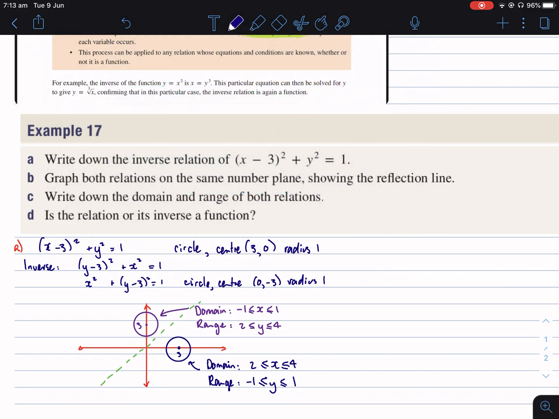Neither are functions. Remember the vertical line test? They both fail. So neither are functions.